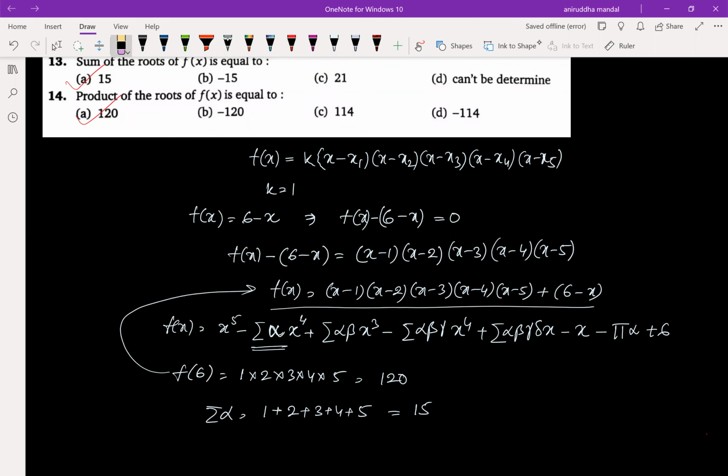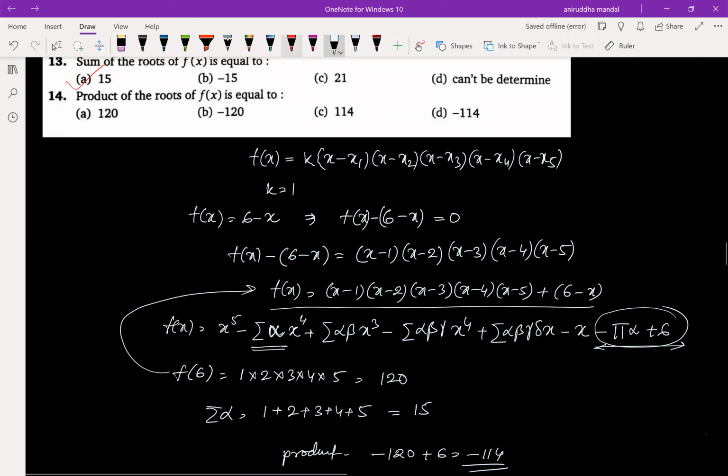Okay, I have missed this part. Actually, product is obviously 120, and this is there. So plus 6 is there. So which means this is minus 120. The product is minus 120 plus 6. So that is minus 114. Okay. So option D is correct.